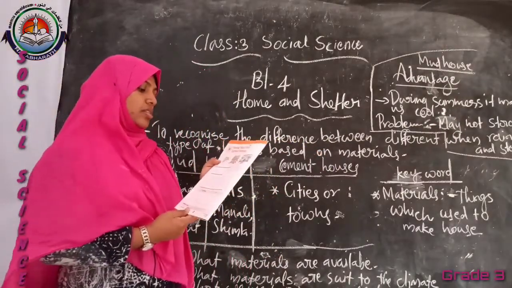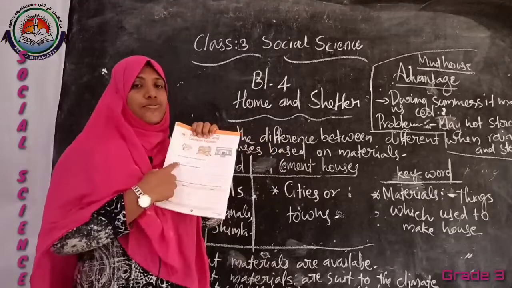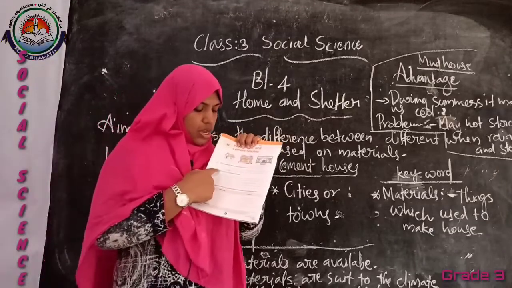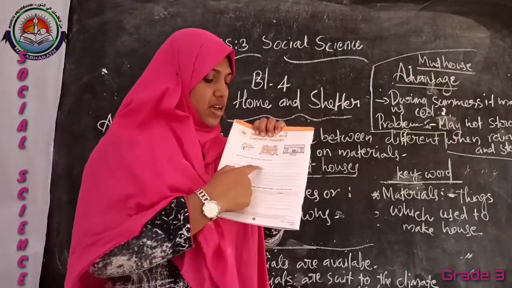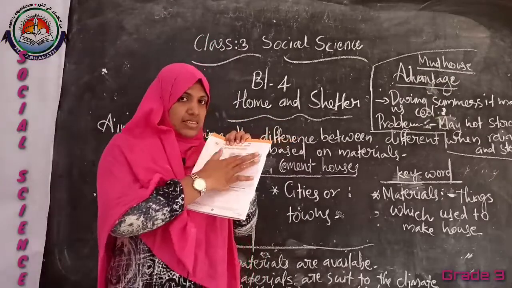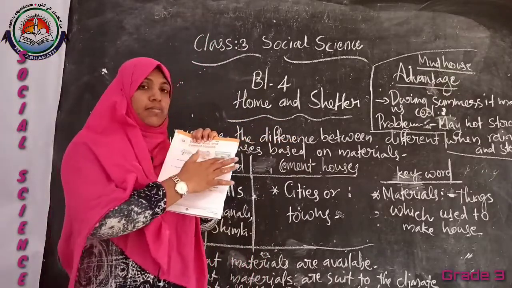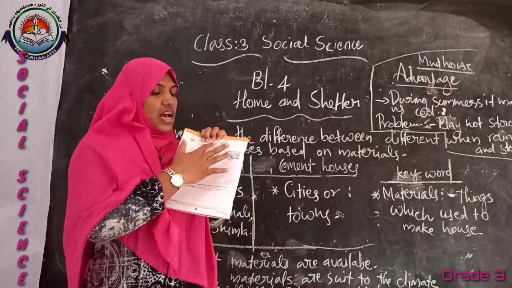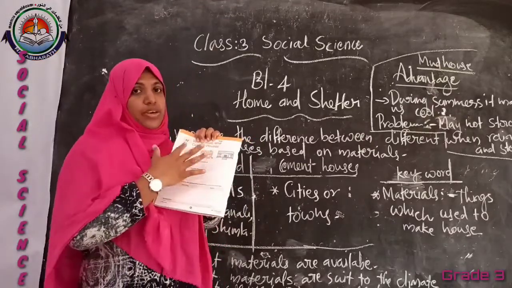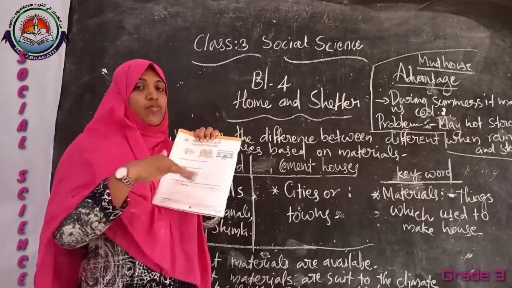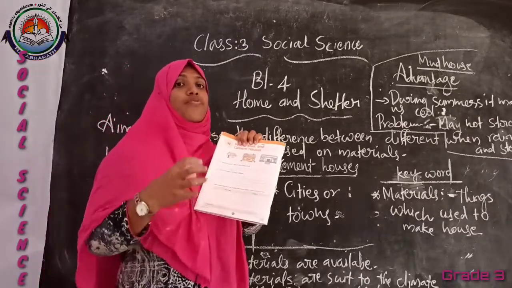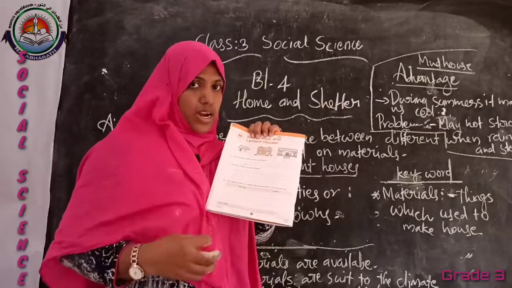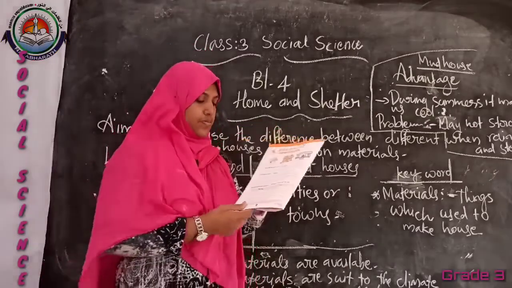Then how are these houses in the pictures different? Second question, how are the houses in the pictures different? Are these similar? No, there are some differences. What are the differences? These houses look different because they are made with different types of materials like mud and cement.